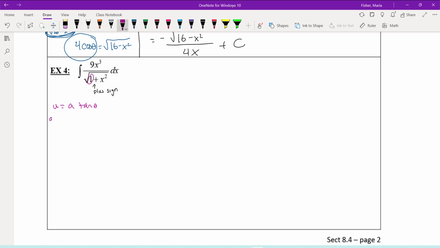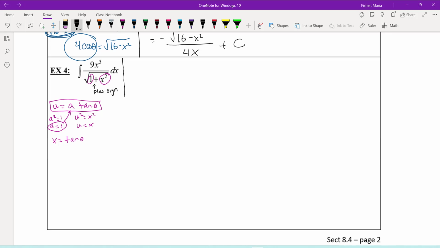A squared is 1. A is equal to 1. U squared is x squared. U is equal to x. Therefore, this substitution is x is equal to, well, I don't really need to write a 1 for my a, so x is equal to the tangent of theta.